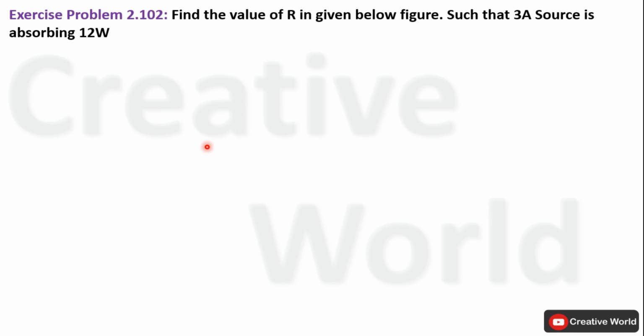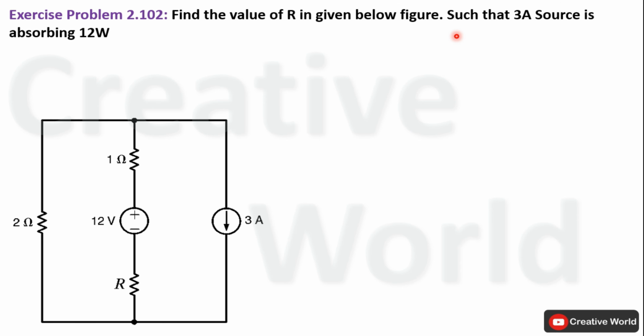Exercise problem number 2.102. Find the value of resistance R in the given figure, such that the 3 ampere current source is absorbing power of 12 watt. This is the circuit diagram of the given problem. Inside this network, we have to find the value of this resistance labeled as R. One piece of information is given: the power absorbed by this 3 ampere source is 12 watt. So without wasting time, let's proceed towards the solution.